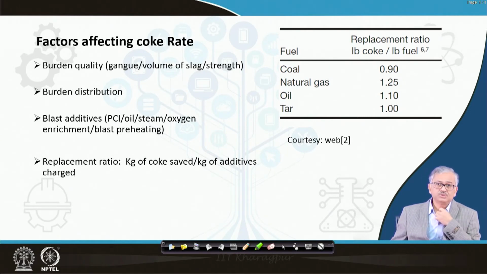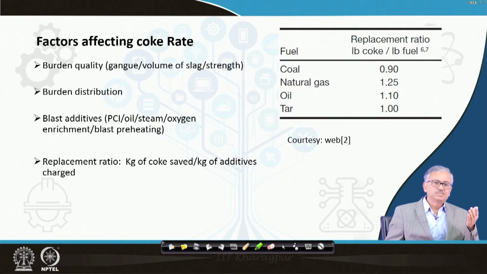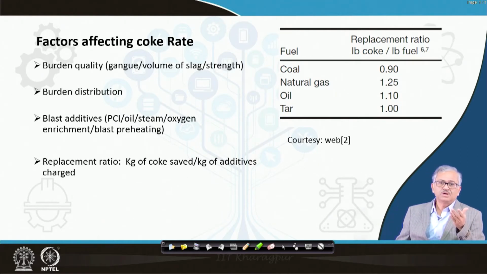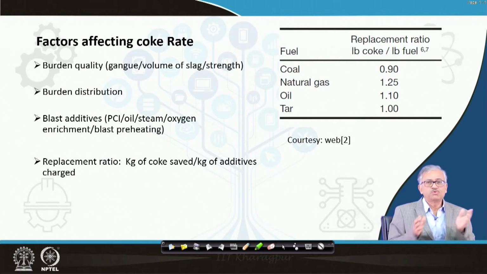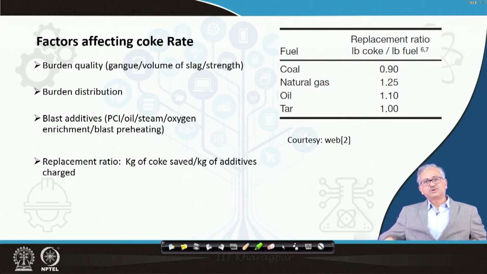Then burden distribution, how we are distributing the burden. The evolution of the gas flow dynamics through the bed depends, to some extent, on the burden distribution also, how we are charging the burden such that across the cross section the permeability remains almost uniform.